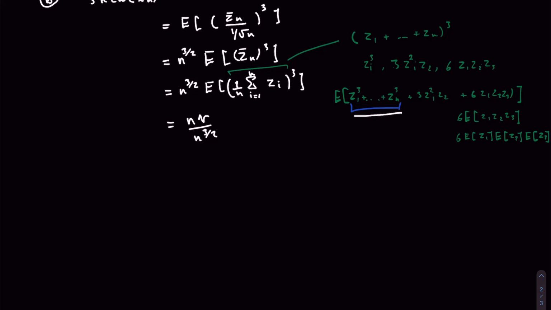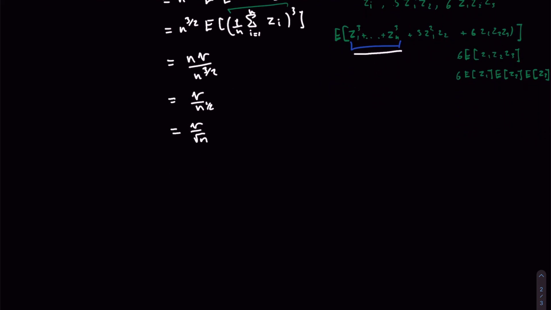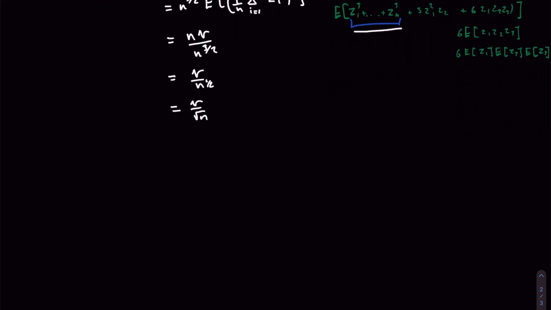I'm just checking whether, right, yeah, 3/2, and then we end up with gamma over the square root of n, which is the same thing as gamma divided by the square root of n. Okay, and that concludes the B part.